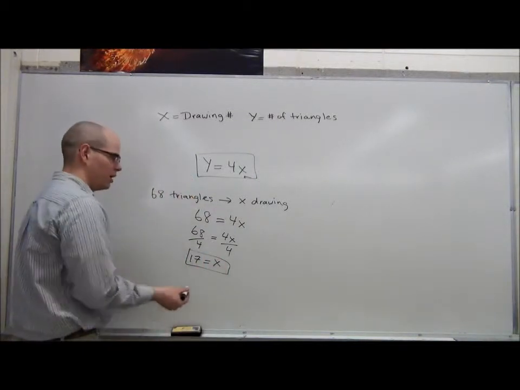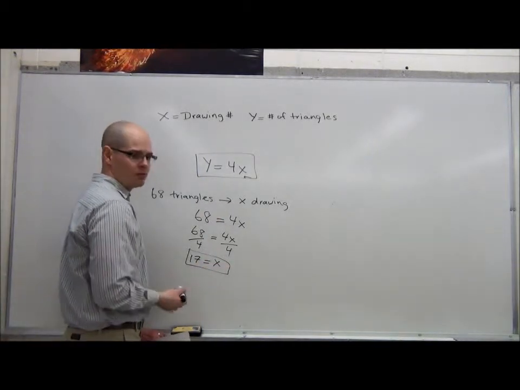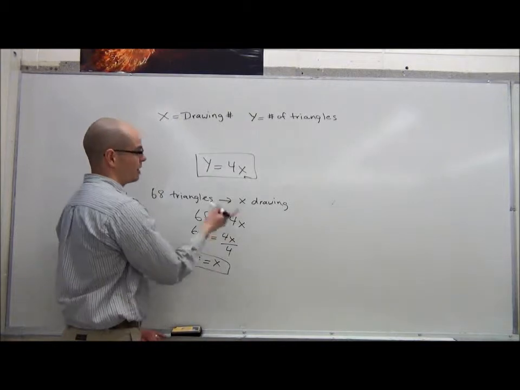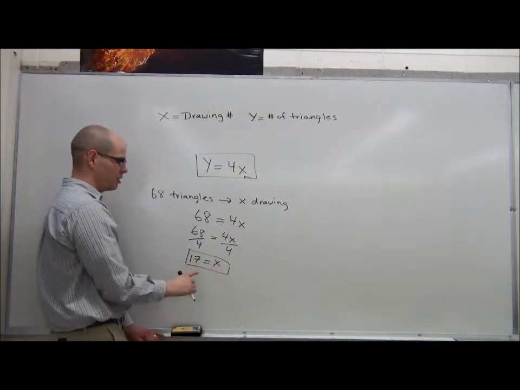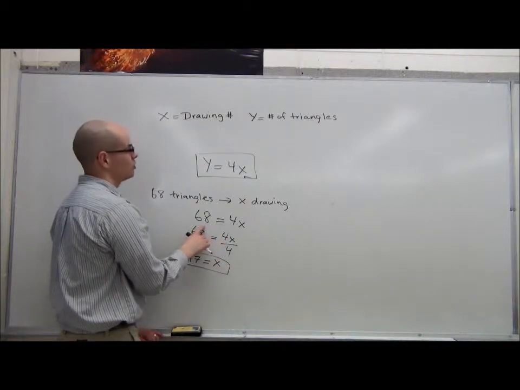Okay? And now I got to interpret this. I've got all this math and these symbols written down, but as long as I'm clear with it, I can relate that back to what it actually means. X equal to 17 means that the 17th drawing will give me 68 triangles.